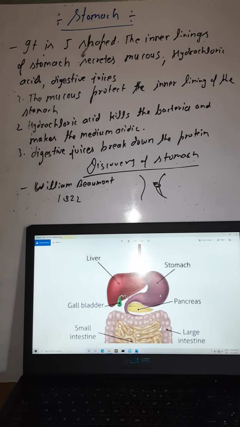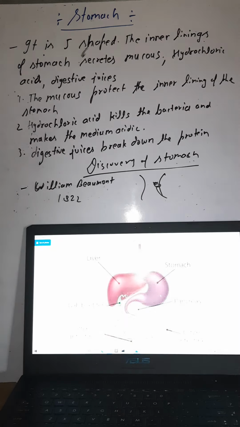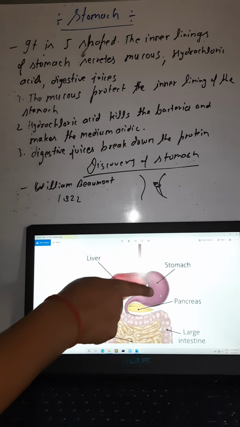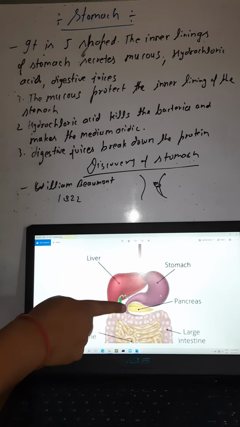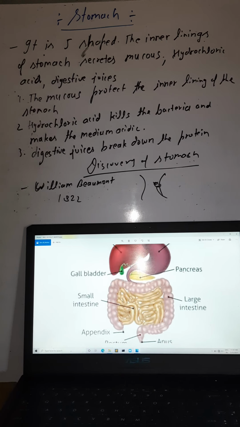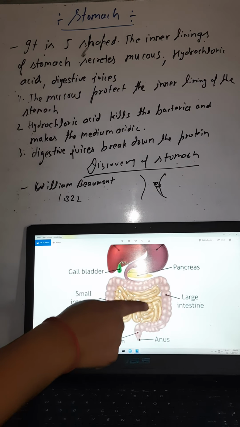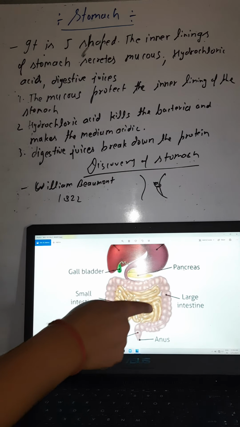Now we will be reading about the next organ of our digestive system. When the food reaches our stomach, all these things happen in the stomach. After that, the food enters into the small intestine. Let me show you the structure of the small intestine. So after the stomach, the food enters into your small intestine.